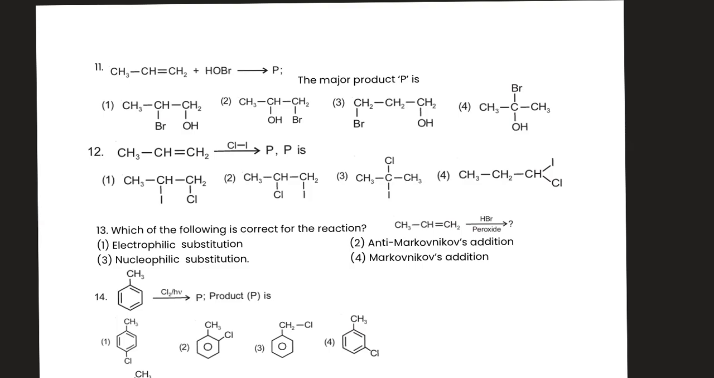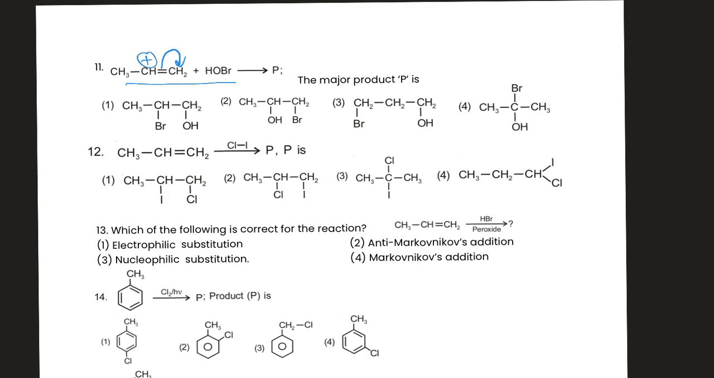Today we will discuss the question number 11. Propene on reaction with HOBr. What is the major product P? When HOBr adds, the Markovnikov rule is followed. When this pi bond moves towards the CH2, it forms a secondary carbocation.